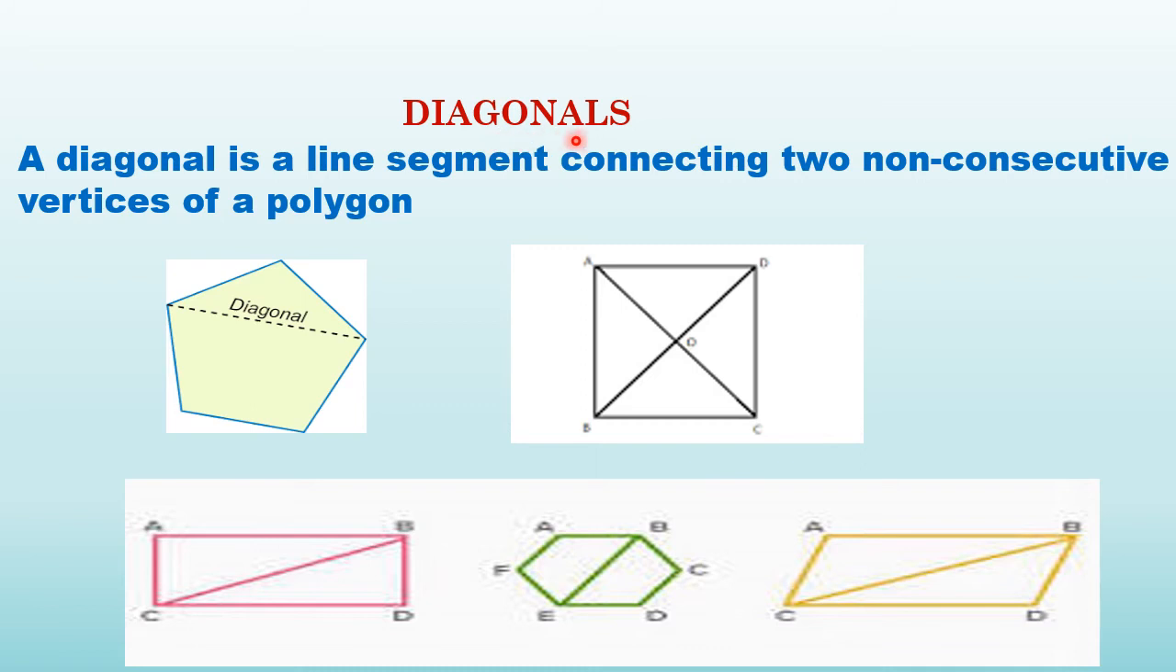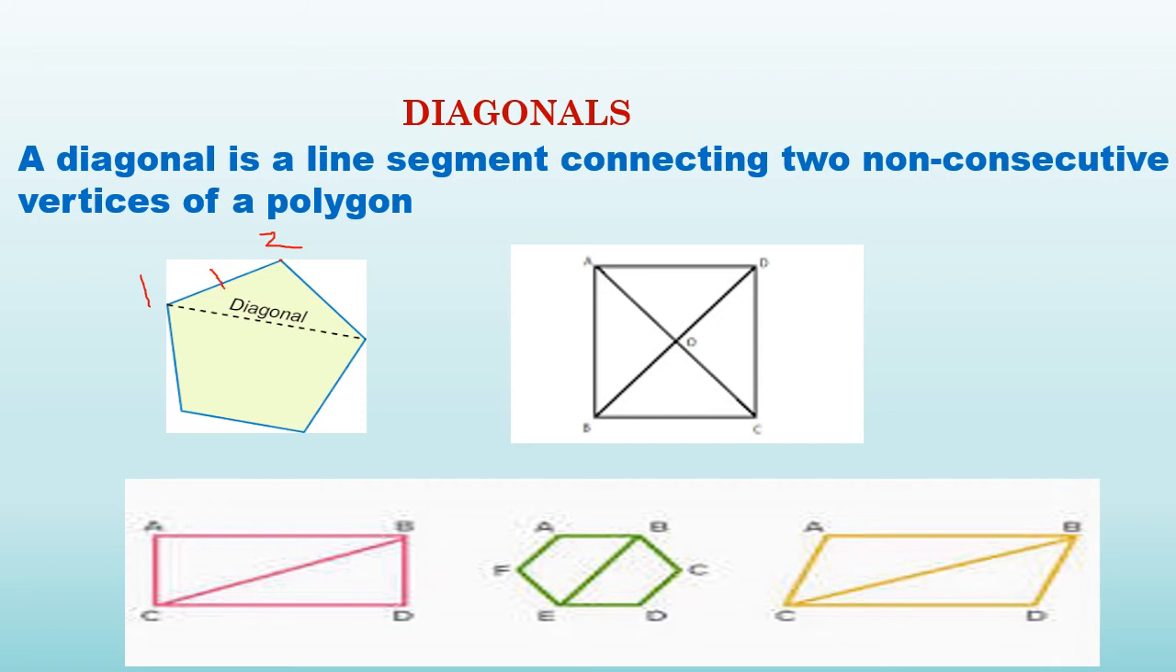Now what is a diagonal? A diagonal is a line segment connecting two non-consecutive vertices of a polygon. What does non-consecutive mean? Suppose you give this point number 1 like this. If this is number 1 and this vertex is number 2, then these two are consecutive.